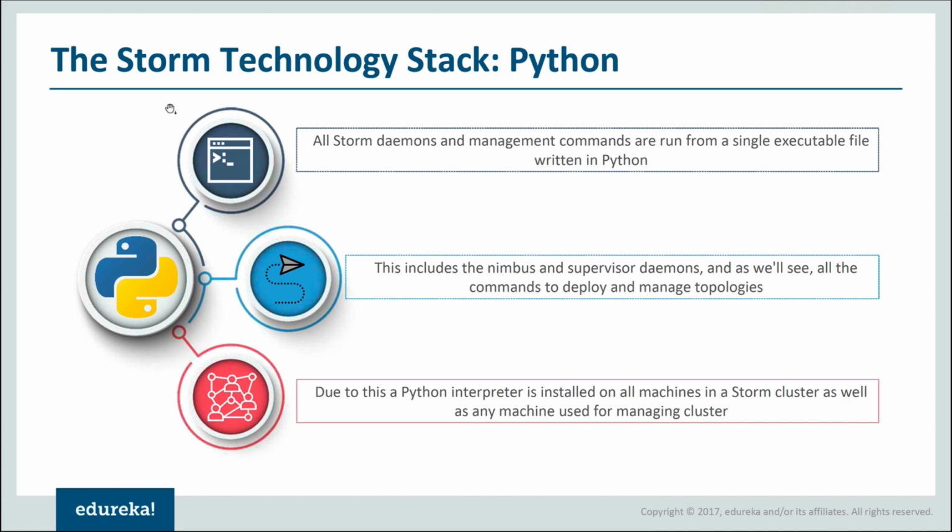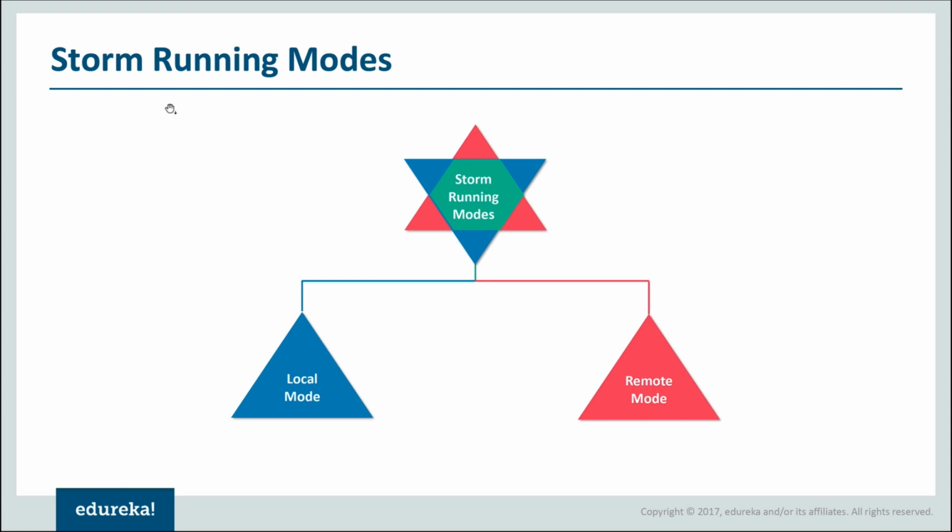So all the Storm daemons and management commands are run from a single executable file that is written in Python. So all the command line tools that you will see are mostly written in Python. This also includes the nimbus and supervisor daemons that we talked about in our last lecture, and we'll see that all the commands that you need to manage and deploy your topologies are written in Python. Due to this reason, you need a Python interpreter installed on almost all machines used by the Storm cluster. Now let's move into some interesting stuff.